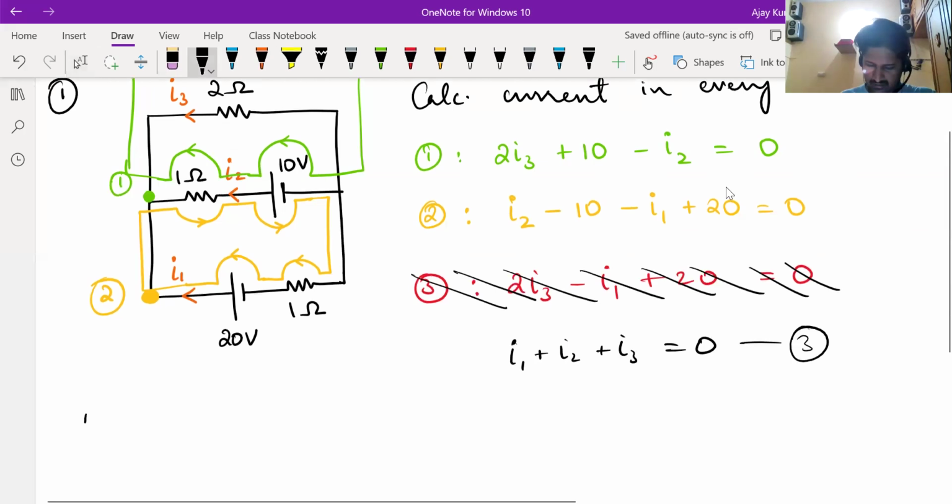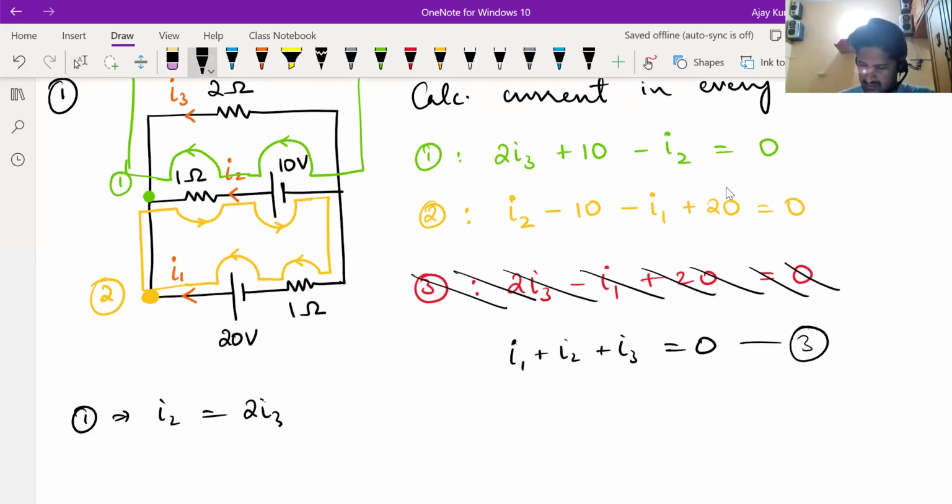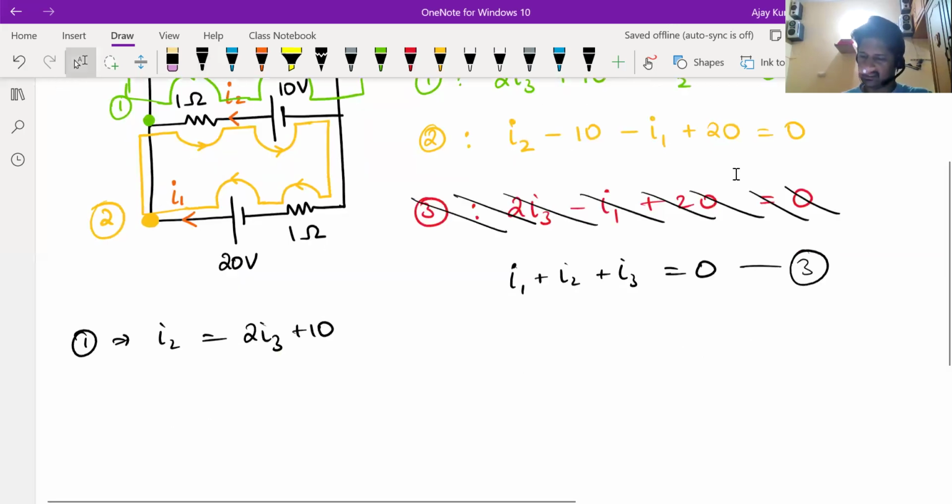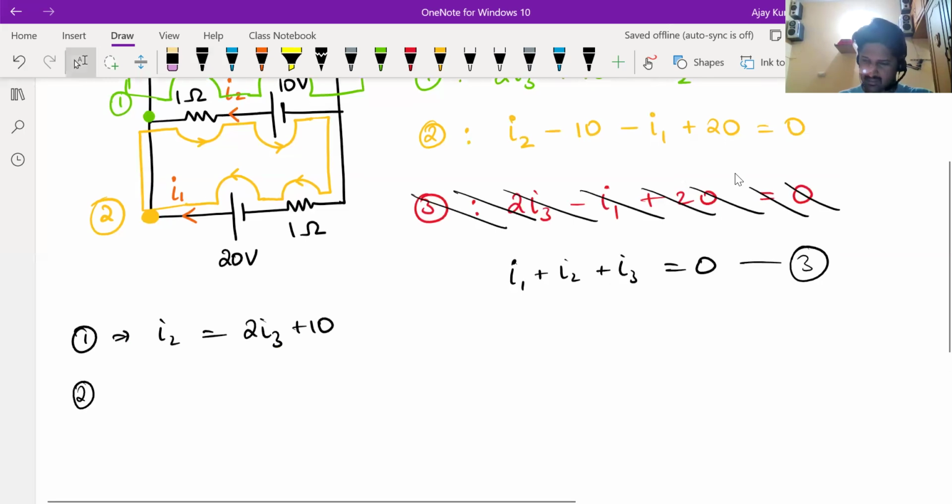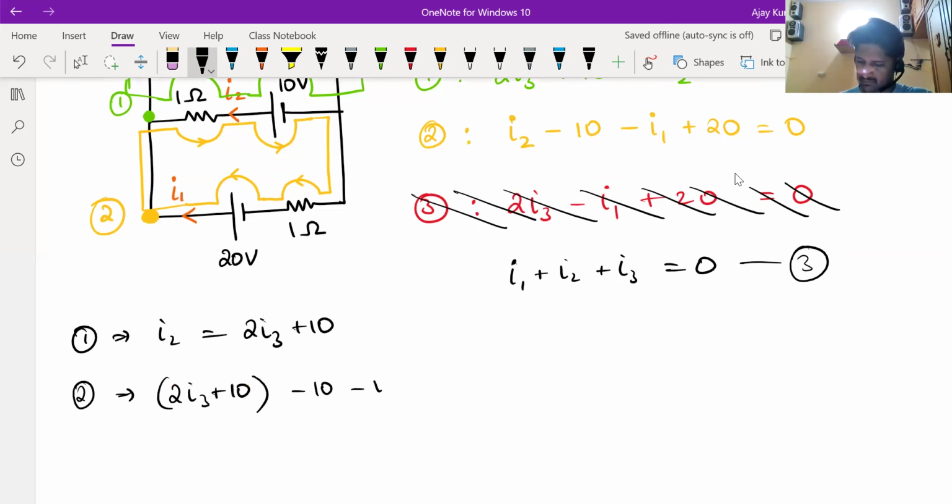From the first equation, we can say that I2 is equal to 2I3 plus 10. So I'll use this value of I2 in the second and third equations. Then what does the second equation become? In place of I2, I'll write 2I3 plus 10. That is, I2 minus 10 minus I1 plus 20 is equal to 0. That's the second equation now. And the third equation changes to I1 plus, in place of I2, 2I3 plus 10, plus I3 is equal to 0.